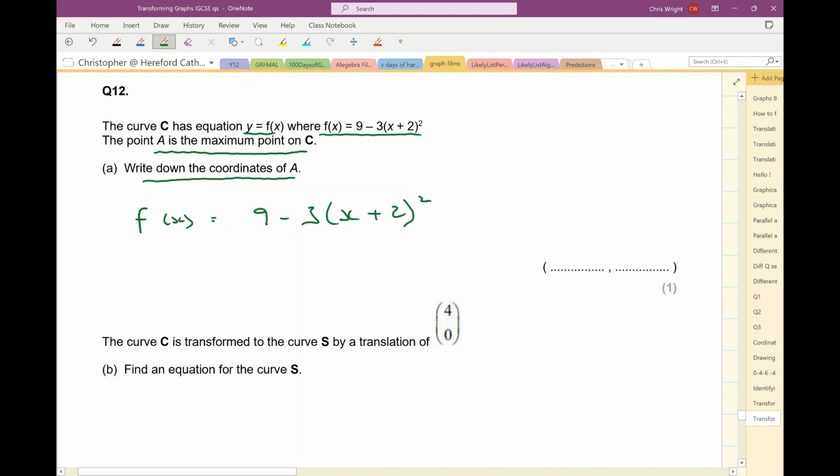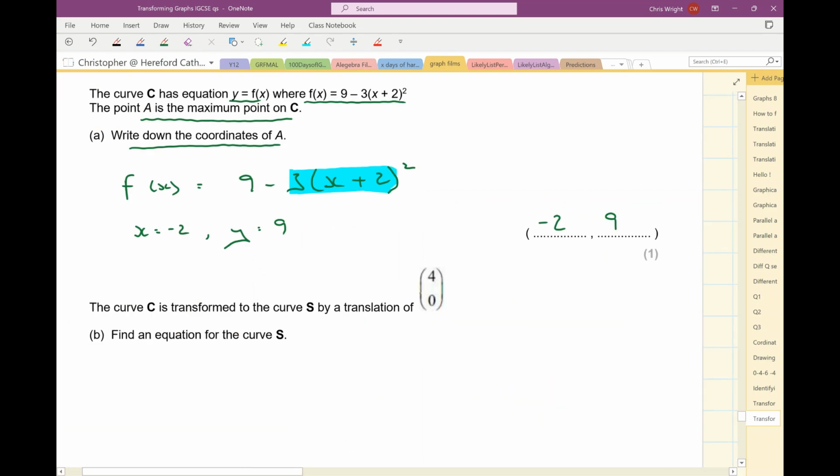Well, that's going to be at a maximum when I'm taking away as little as possible. And how small can I make that expression? Because it has something squared in it, I can't make it any smaller than 0. So the best I can do is to make x equal to minus 2, which means that the expression is 0, and f of x, or y, equals 9. That's as high as I will be able to get my value of f of x. So the coordinates of A are -2, 9.